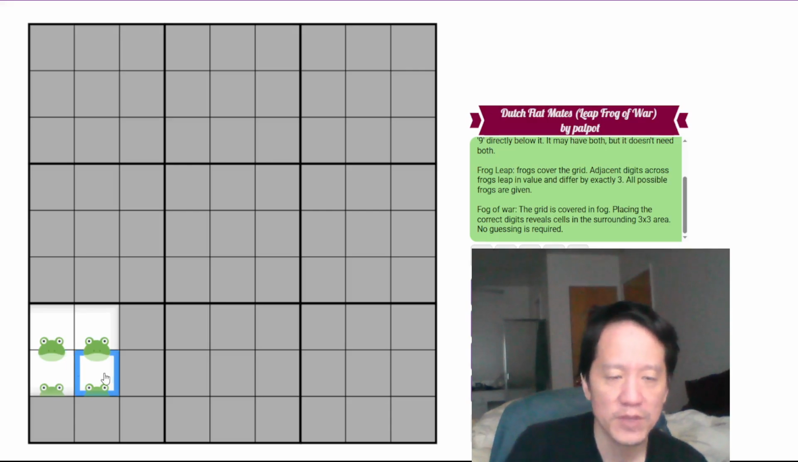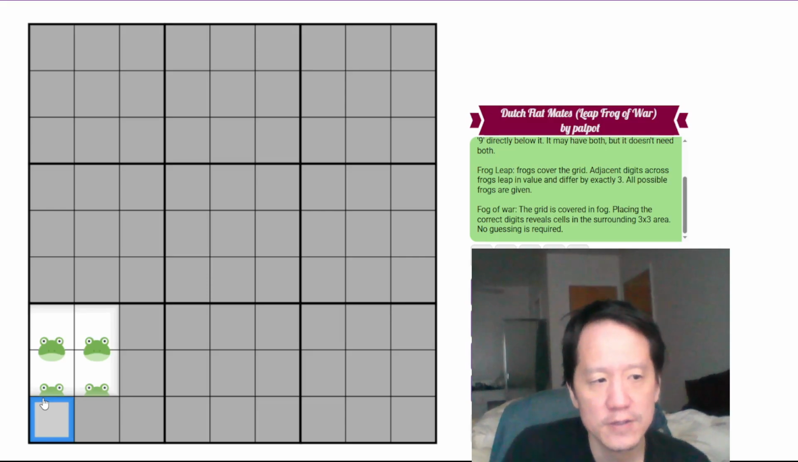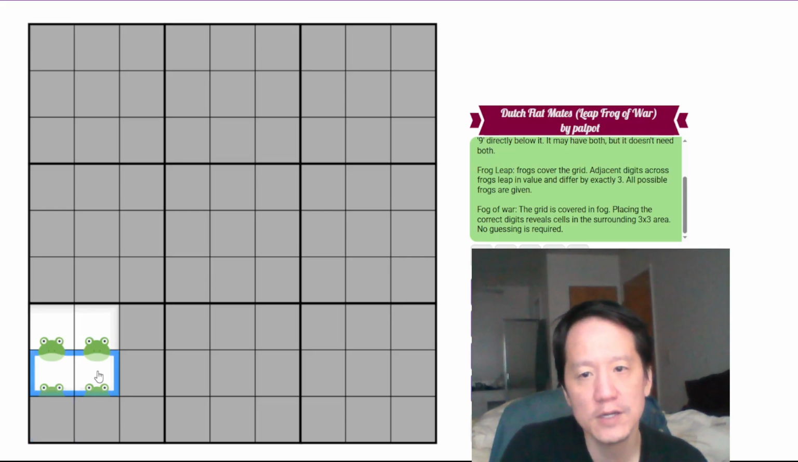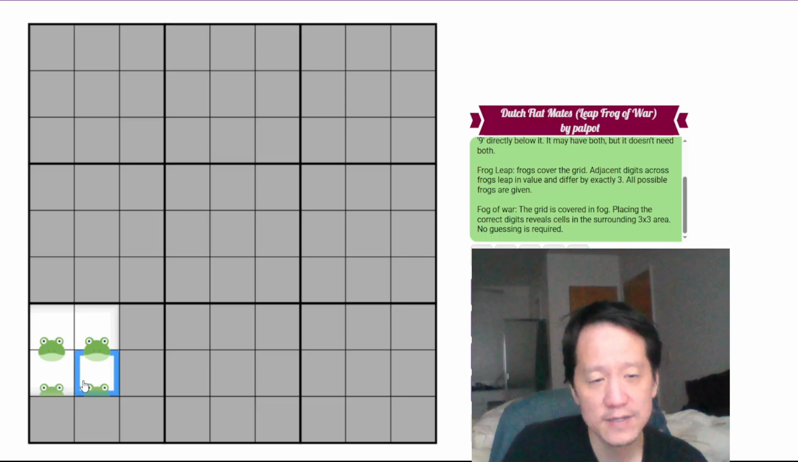Same here. If a 5 were one of these two cells, this would have to have a digit that differs from it by 3 in the cells above it and the cells below it.